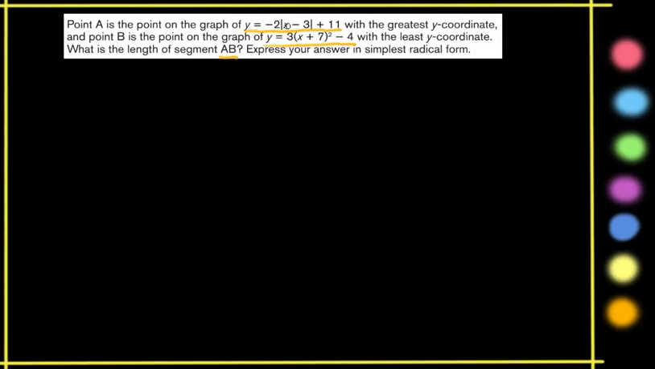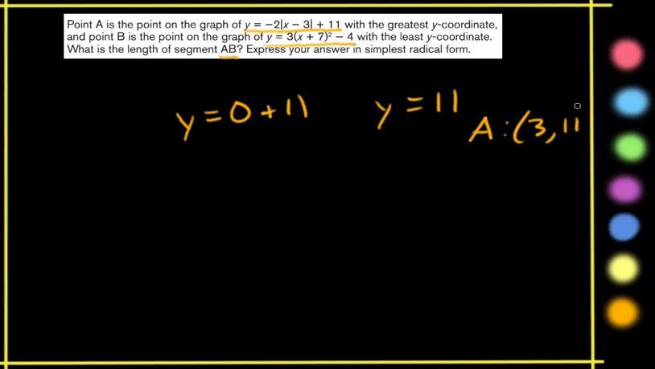So anytime x is anything other than 3, this absolute value is going to be positive, and then -2 times it is going to be a negative number. So the way to get this whole thing as big as possible is to set x equal to 3. And if you do that, you just get y equals 0 plus 11. So that y coordinate is 11. And the x coordinate was 3, right? So our point A is going to be at (3, 11).